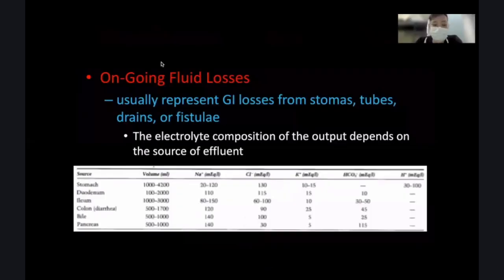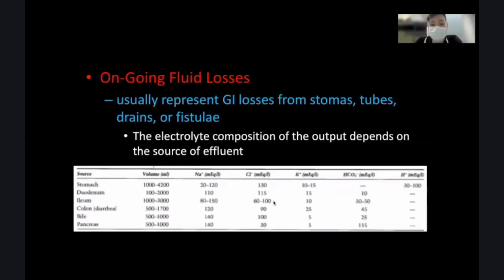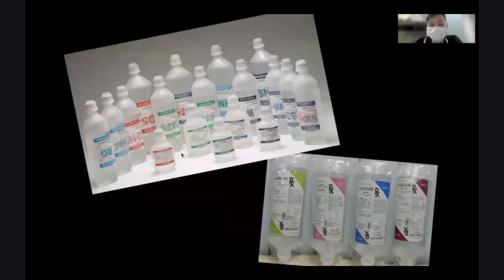Ongoing fluid losses, again, just a reiteration of the slide: depending on the effluent, you have to pick the right IV fluid to use to replace it, depending on the effluent and the electrolyte composition. So these are the different types of IV fluid. They come in different shapes and different volumes, and they are color-coded.